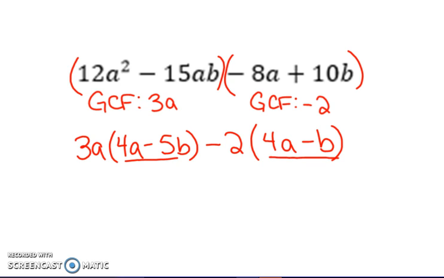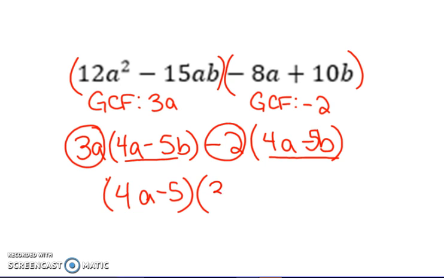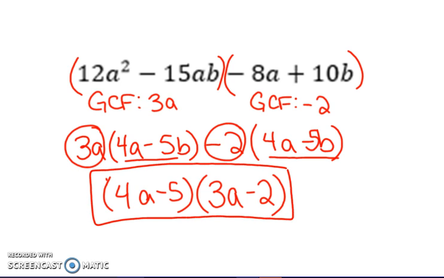From here, our terms on the inside are the same. Oh, and I apologize, 10 divided by 2 is 5. So now we have 4a minus 5b, and I'm going to use what's left to create my second set, so 3a minus 2. If when you factor out the GCF, you do not get the same answer in the set of parentheses, you cannot just combine them. That's why we want to make sure we have the same numbers and the same terms with the same variables in those parentheses to be able to factor them out.